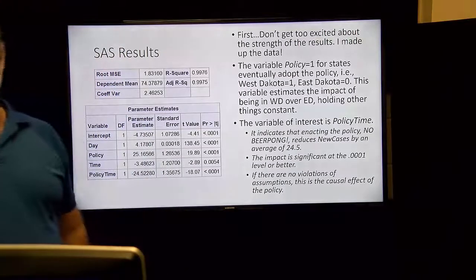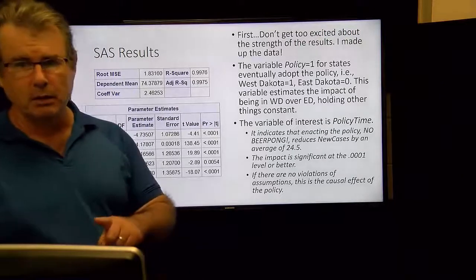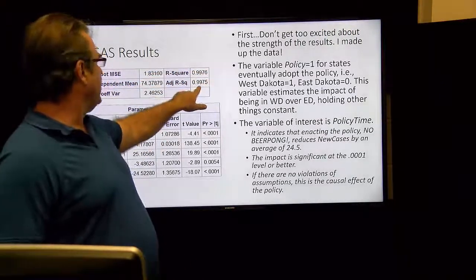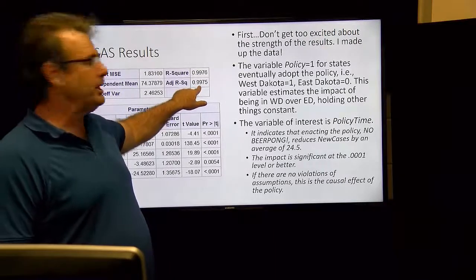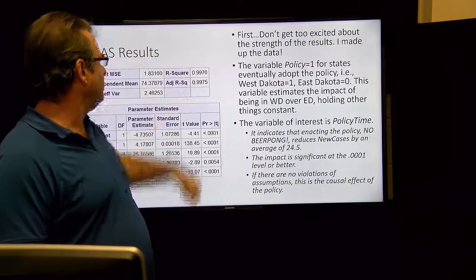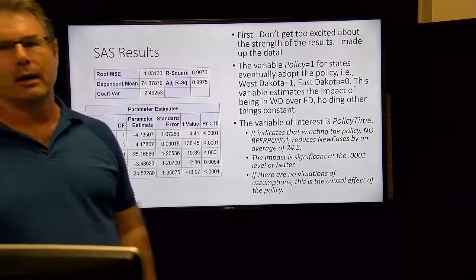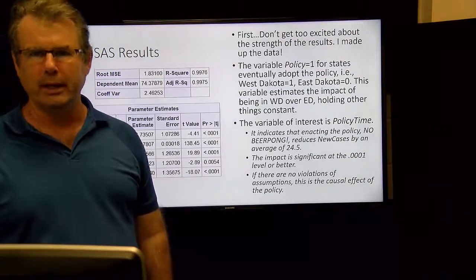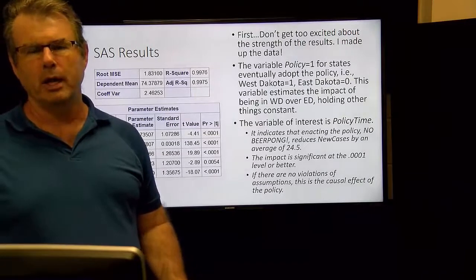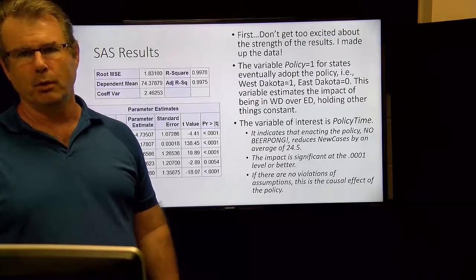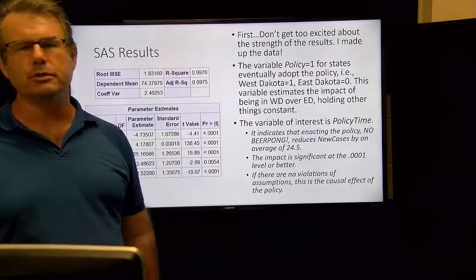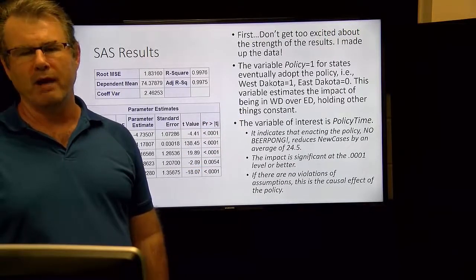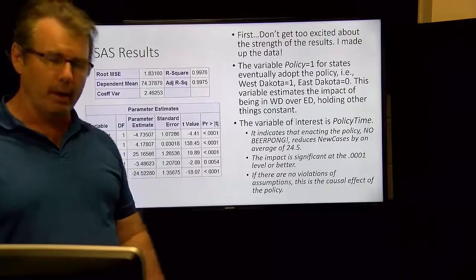And here's what the results look like. Now, first of all, don't get too excited about the strength of results. We got a 99.75% adjusted R squared and a 99.76 R squared. Remember, I created this data. I wanted it to look really strong in its relationship so that it would jump out at you. It's not because I found this data online and we're having an outbreak because of beer pong.